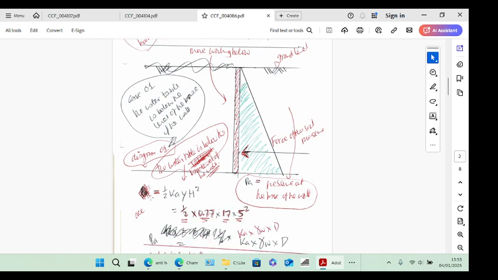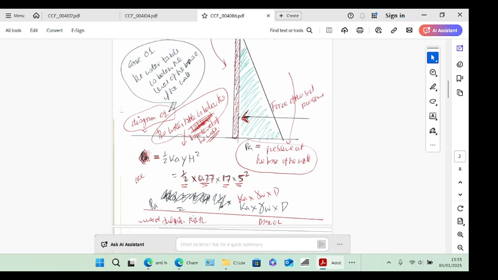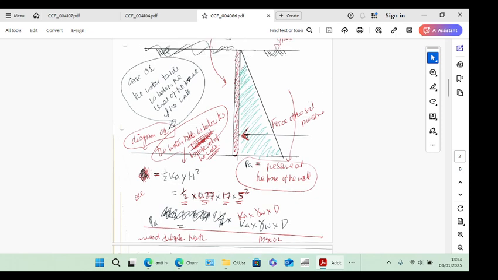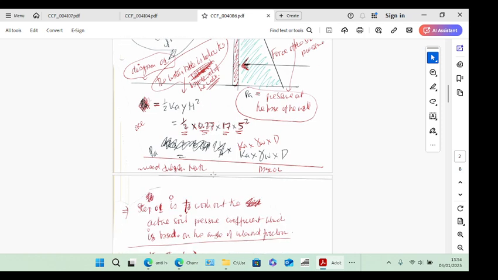So I call that FA. PA is the pressure at the base of the wall. PA is equal to Ka times gamma, the unit weight of the soil, times the depth. So it's 0.27 times 17 times 5, and then FA is the area of that triangle, which is half PA times H, and PA is Ka gamma H. So FA is half Ka gamma H squared.